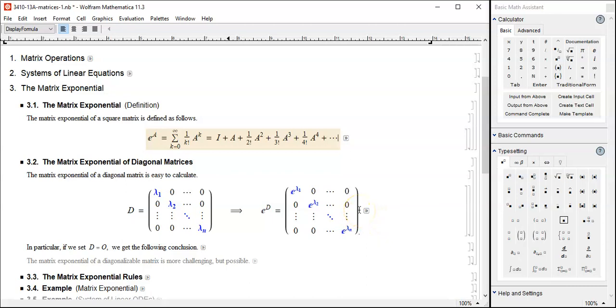The easiest case is for diagonal matrices. In that case, the computation is really easy. Turns out, all we need is the exponential of the diagonal entries, which we call eigenvalues.